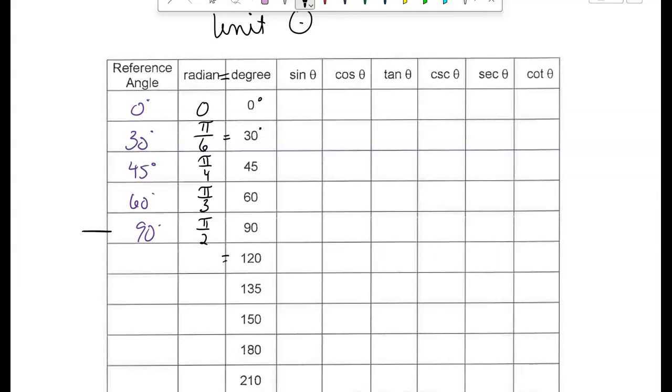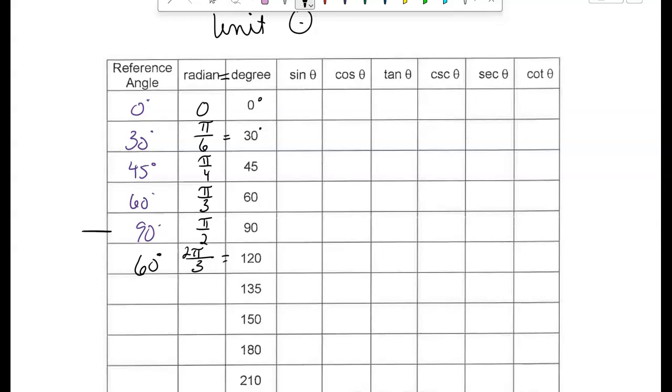120 degrees. What quadrant did I just land into? Second one. If it's 120, what is the reference angle? To get to 180 is what? 60. Okay. What does that mean? My radian has to be over 3. Second quadrant, just under what number? So what is going to be my value there? Are you guys seeing the pattern?